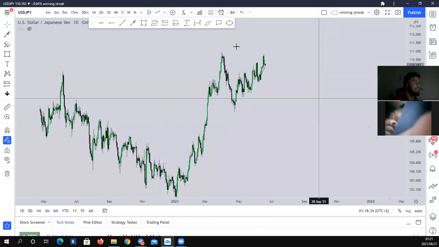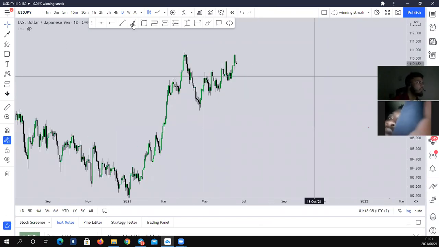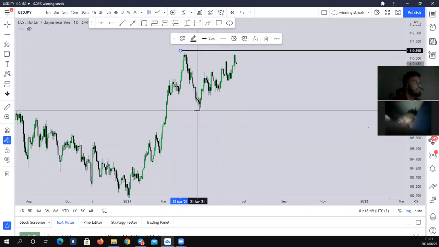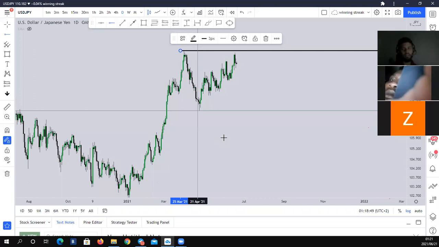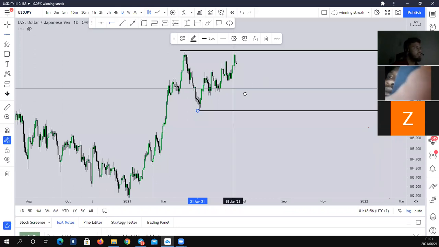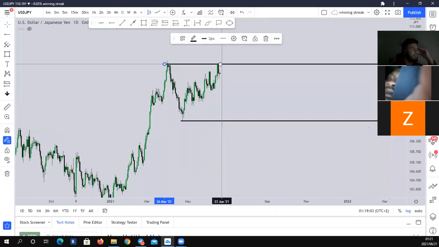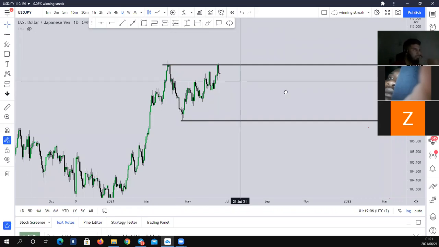Because, from my understanding, we have a resistance here. Right? We have a support here. Okay, we have a support over here. And what I'm understanding is, did we come close to here? Yeah, if you just drop it down to like that, body to body, it came close, it came into that resistance.